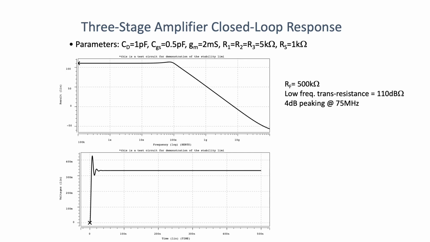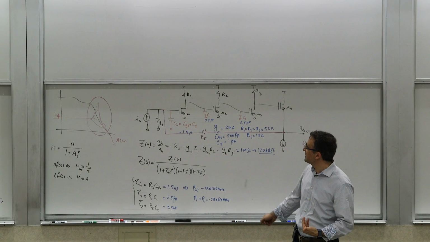We also see some other interesting things. If you look at the amplitude plot, what do you see? You see some peaking, right? How much peaking do you see? It's about 4 dB of peaking. And look at the step response. What do you see? You see ringing, right? So we see ringing in the step response, and clearly something is happening.